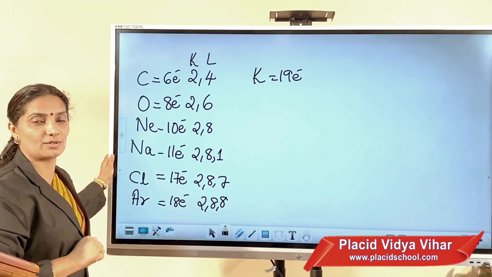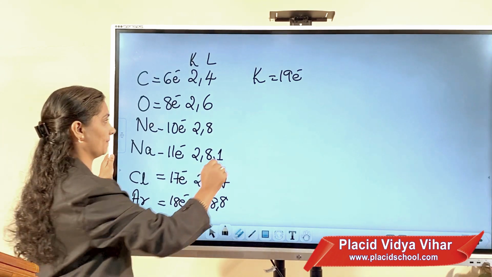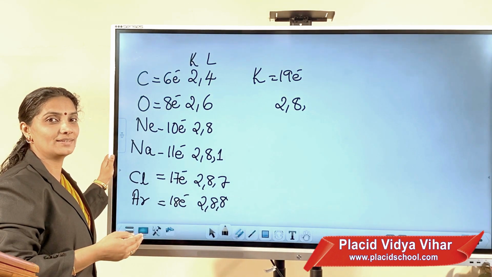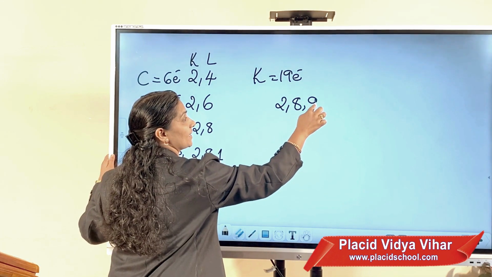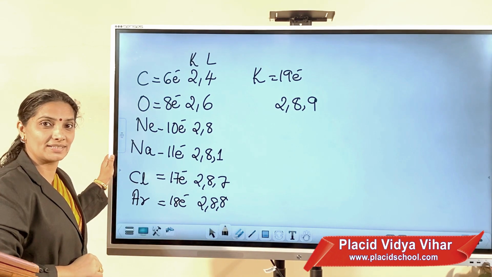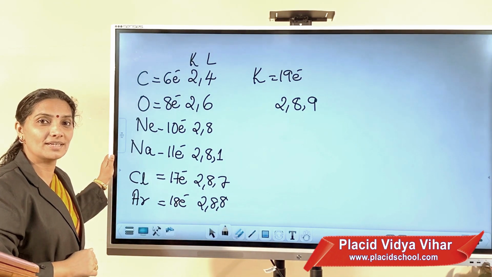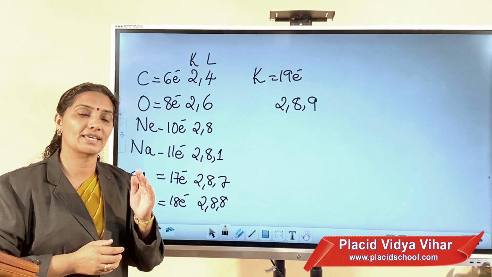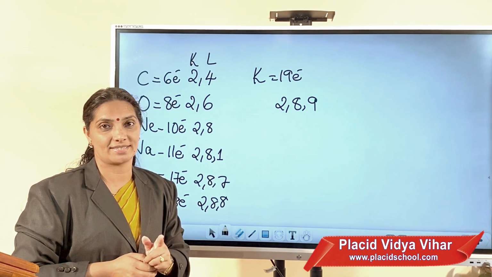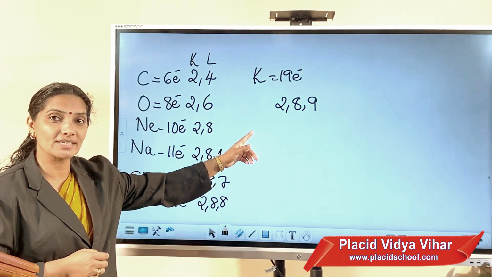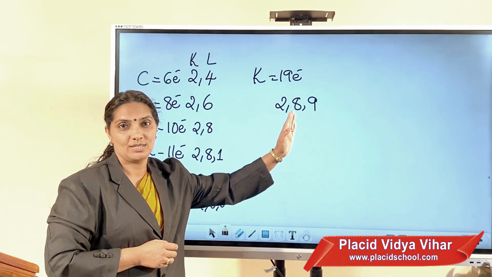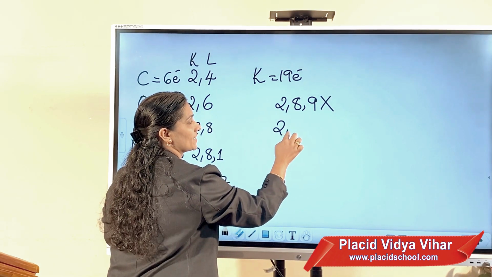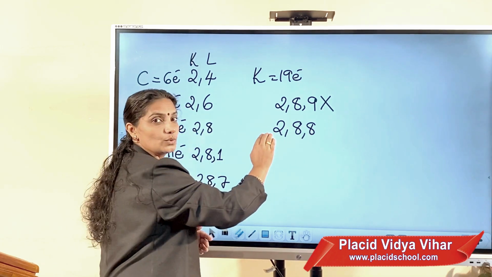What is the electronic configuration of potassium? 2, 8. What is the next one? We expect 9 electrons in the third shell. But do you remember the Bohr-Bury rule? In the Bohr-Bury rule, we have a postulate that the maximum number of electrons that can be present in the outer shell is 8. So this electronic configuration violates the Bohr-Bury rule. So this is a wrong configuration, and we can write it as 2, 8, 8.